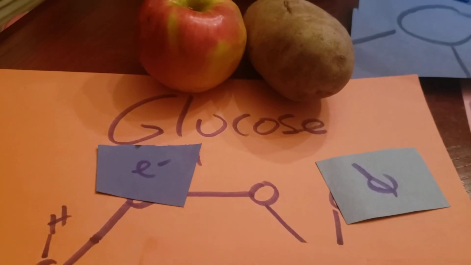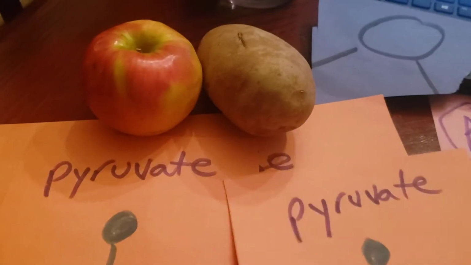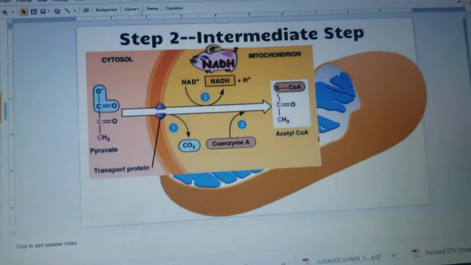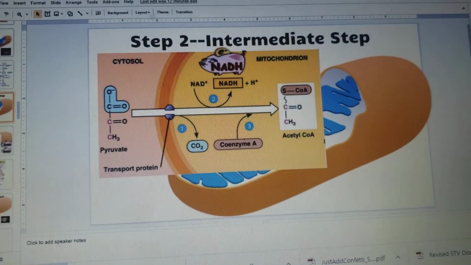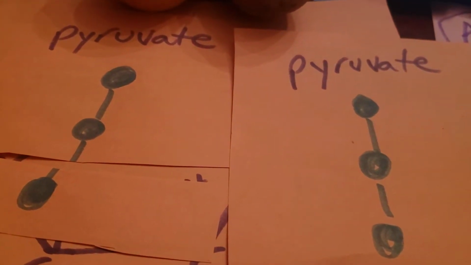We looked at step 1 already, called glycolysis and the lysing of glucose. We exploded glucose and made it into 2 3-carbon molecules called pyruvate. That was step 1, glycolysis. Now we're on to a really short step called the intermediate step. We know that the pyruvates were created outside the mitochondria in the cytosol.